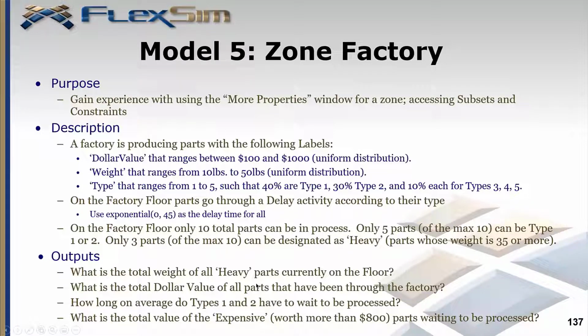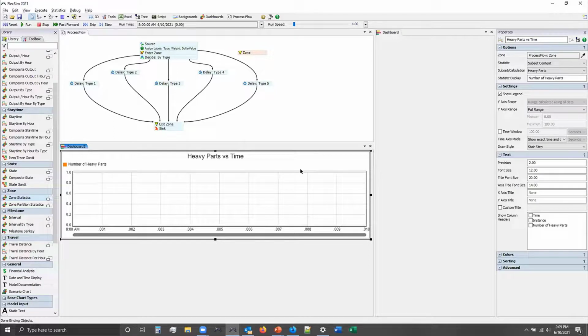Sorry, go ahead. Before we move on, wasn't that supposed to be, because what we got was the total number of heavy parts, but the first bullet point is what the total weight of all the heavy parts is, right? Oh yeah, you're right. Yep, you are right.